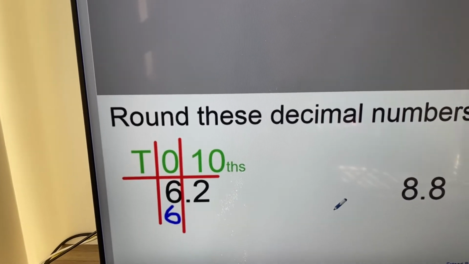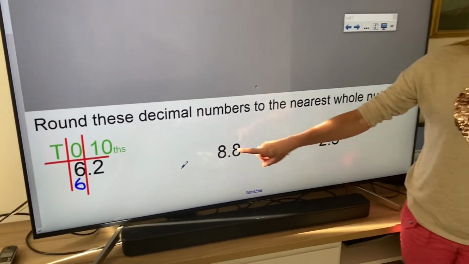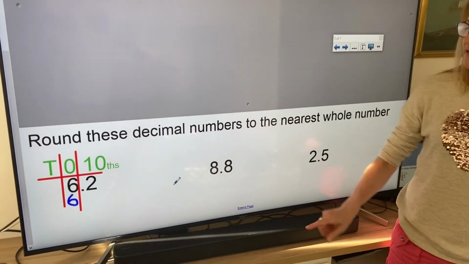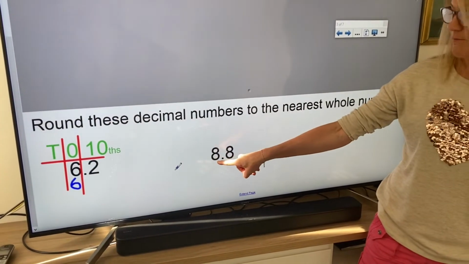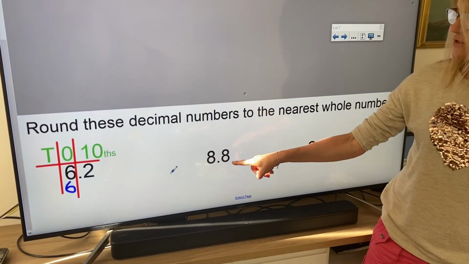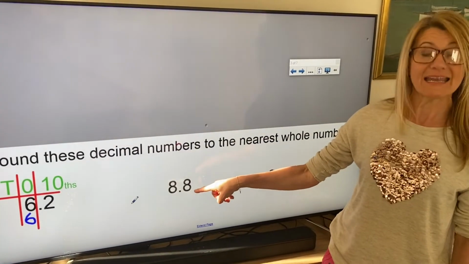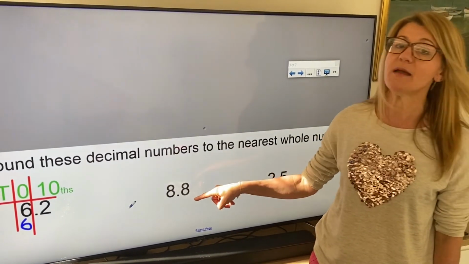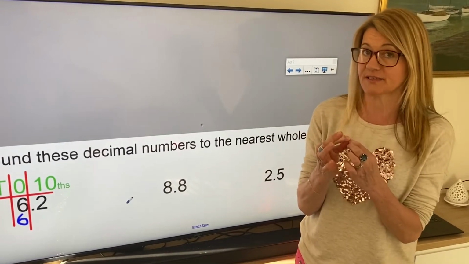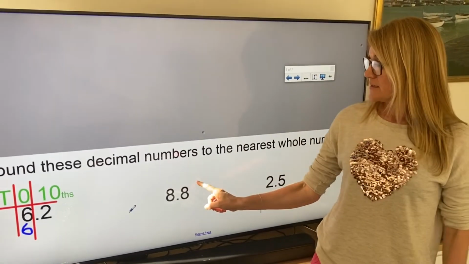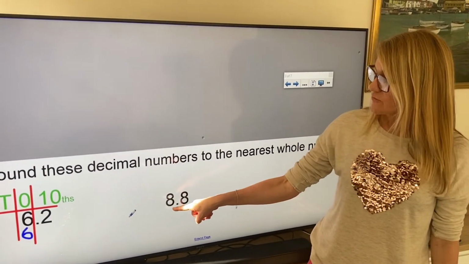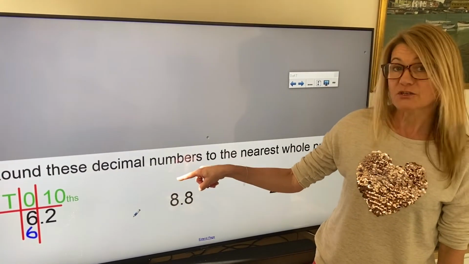Okay, let's try this one. 8.8. 8 is the whole number. We go next door. Is it more or less than 4? Okay, 8 is more than 4, but remember it's 8/10 of a whole. So we are going to round our whole number up to 9.